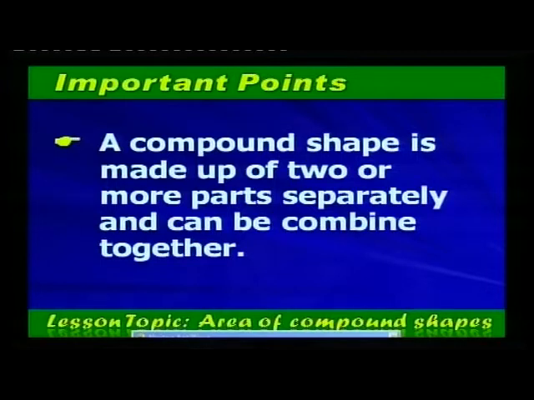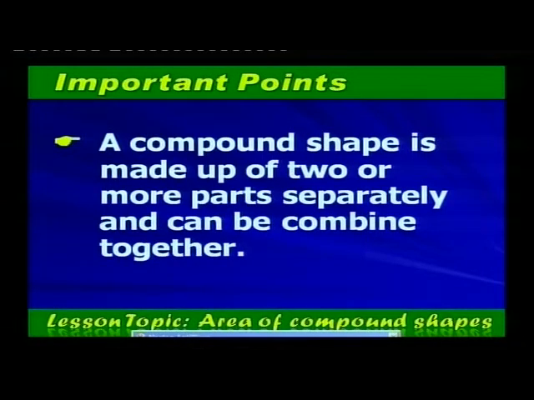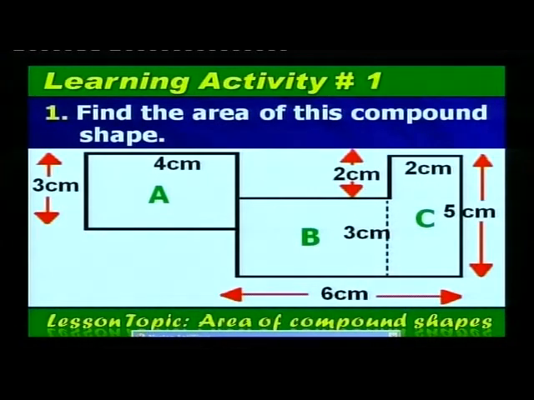Class, looking up on the screen now, let's see what is meant by a compound shape. A compound shape is made up of two or more parts that are separate and can be combined together. That is what is meant by a compound shape. It can be referring to different shapes that you join together, but they will have their own measurements. Let's now have a look at this learning activity, and that can help us with the definition that we have gone through.